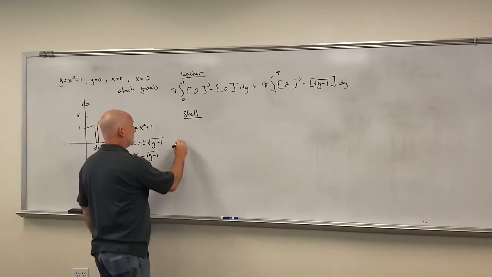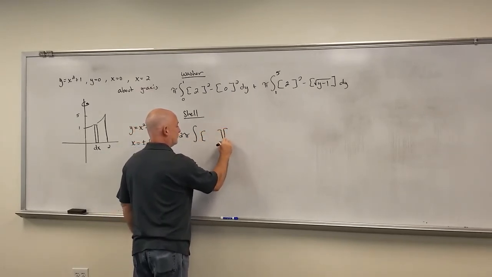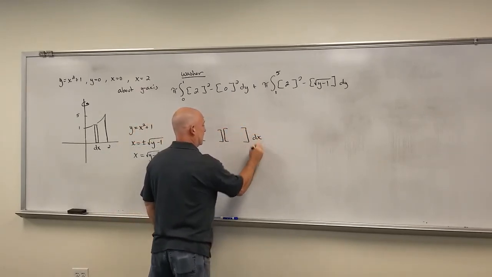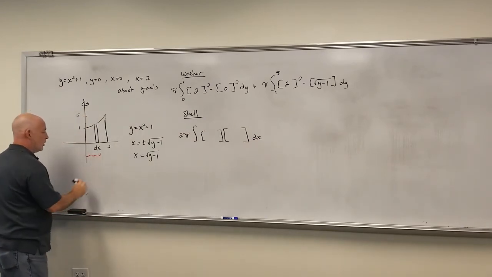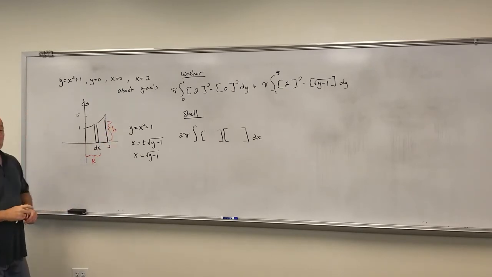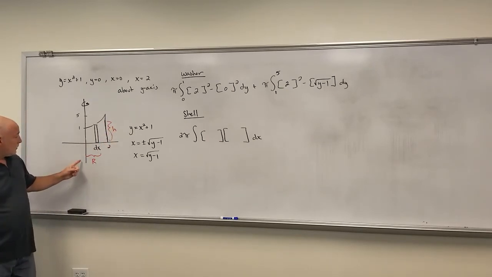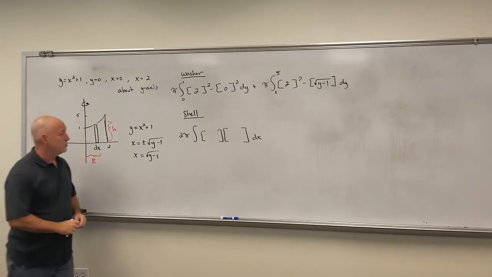So when we set this up, since we already have our dx, we know it's going to look like this: function times another function dx. We need r. R is the distance from the axis of rotation over to that. And the height or the width of that representative rectangle. Since we're measuring from the y-axis, the distance over there would just be x.